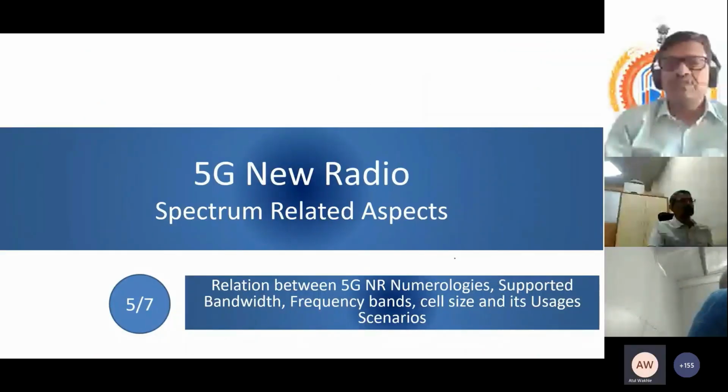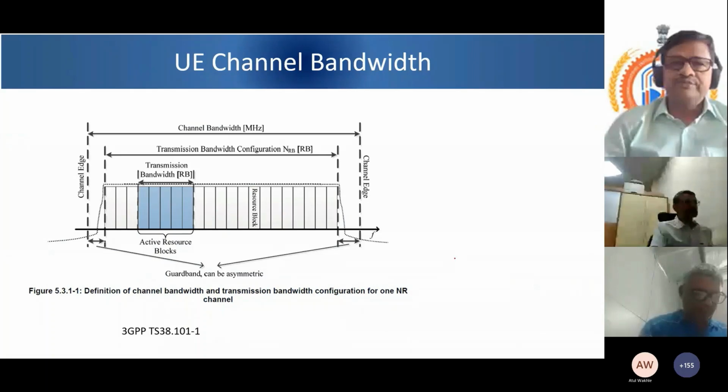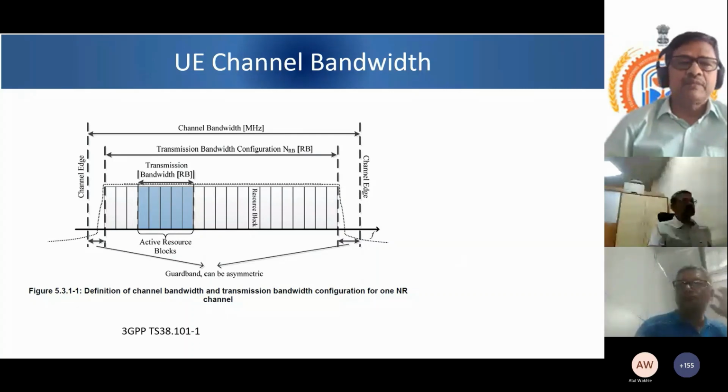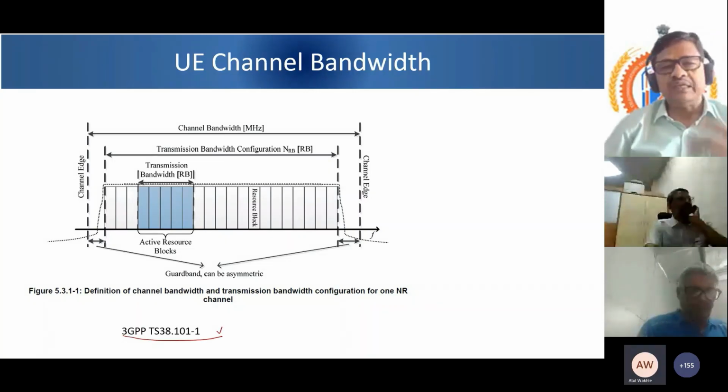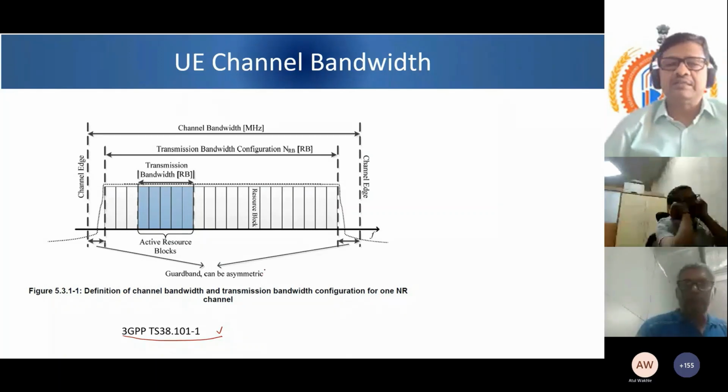Okay, so the topic which I left in the previous session, we will just discuss now: the relation between 5G numerologies, supported bandwidth, frequency bands, cell size, and usage scenario. Let us first understand what is UE channel bandwidth. This picture I have taken from the 3GPP standard itself, which is a very important document. You can download it and understand whatever aspect I'm teaching.